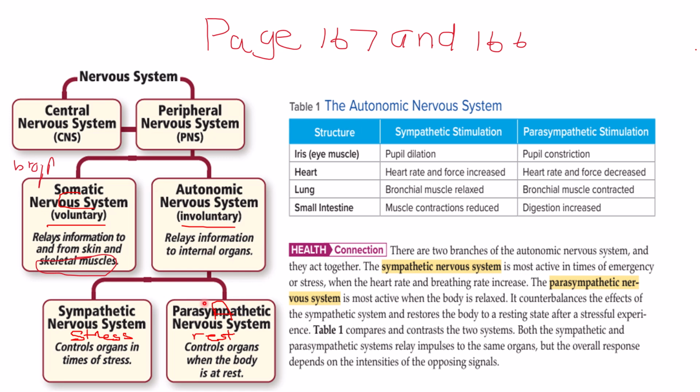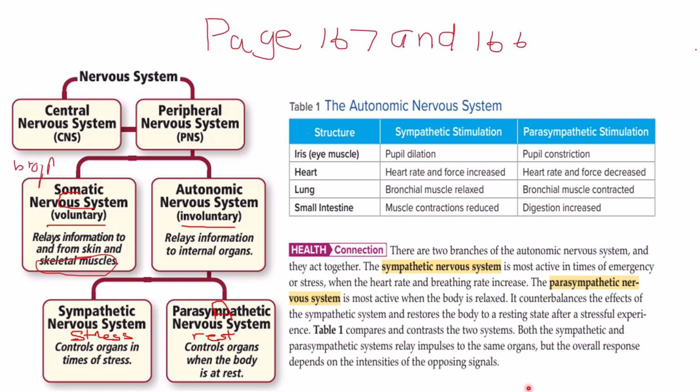Again, the autonomic nervous system is divided into sympathetic and parasympathetic nervous system. Sympathetic mainly controls the organs in times of stress. To remember sympathetic, you can remember stress, both S. So sympathetic is mainly responsible for how to control the body during a stressful situation. Whereas parasympathetic controls the organs when the body is at rest.